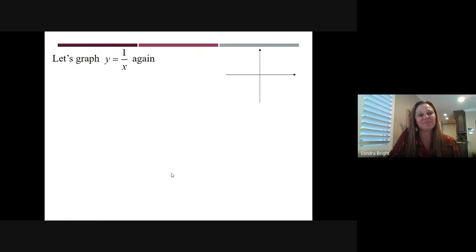But those properties of limits work for when we're looking at positive or negative infinity as well. All right, so let's look again at this graph of y equals 1 over x. And again, two branches, in quadrant 1 and then quadrant 3, right? These two branches. If you remember, these are hyperbolas, but with a little twist.